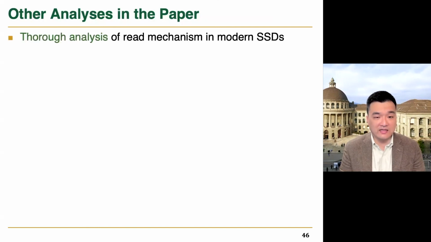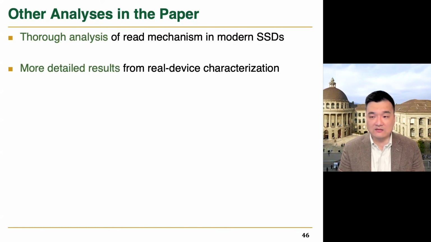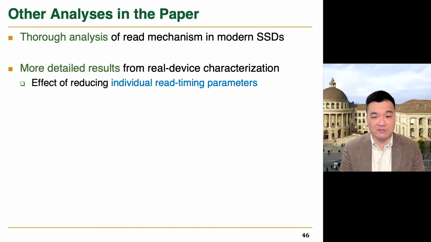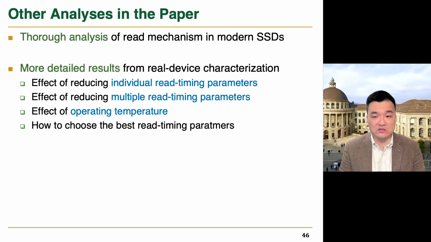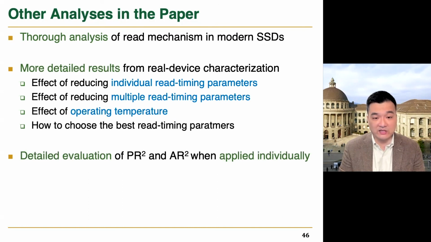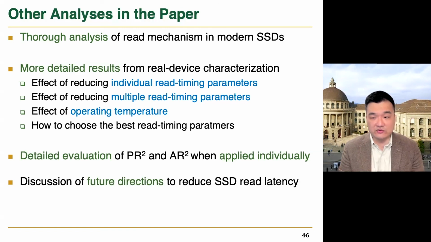There we thoroughly analyze the read mechanism in modern NAND flash memory and provide much more detailed real device characterization results, including the effect of reducing each timing parameter individually, the effect of reducing multiple read timing parameters at the same time, and the effect of operating temperature, and finally the methodology to choose the best read timing parameters. We also evaluate the effectiveness of PR square and AR square when they are individually adopted and discuss the future directions to further reduce the SSD read latency based on our insights in the paper.